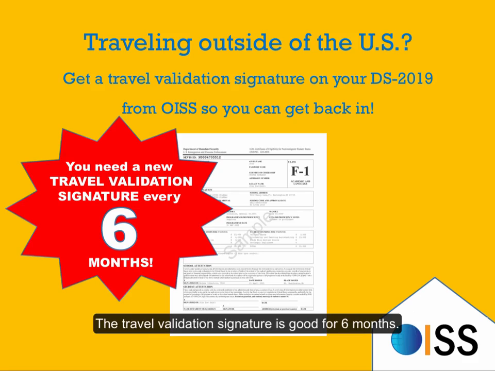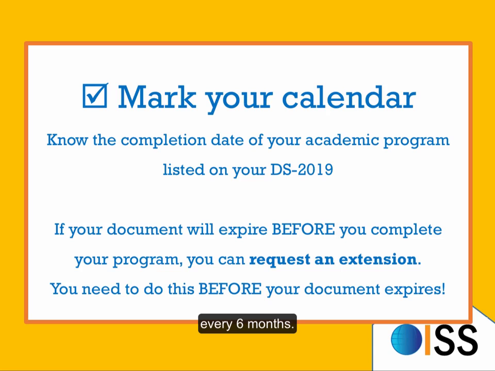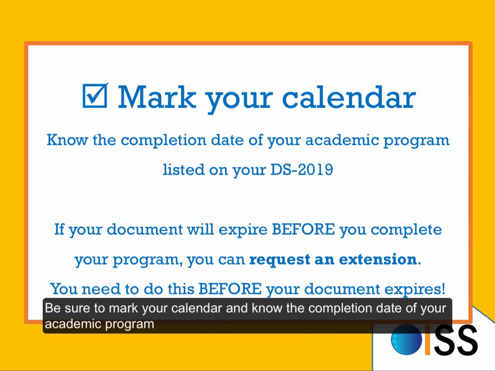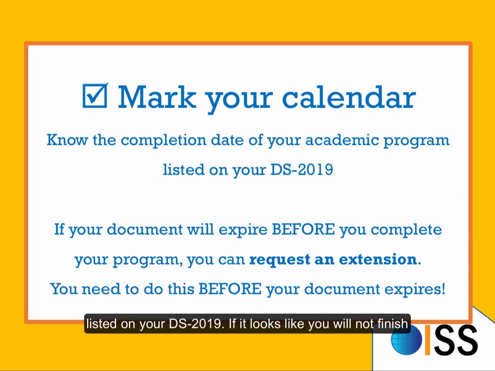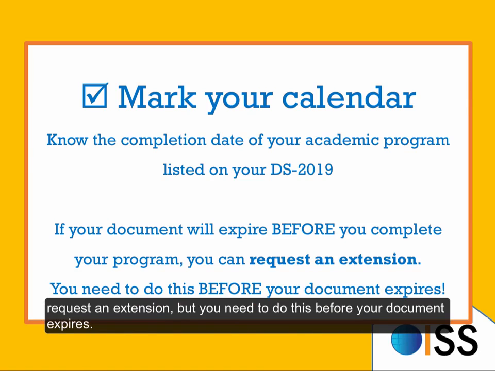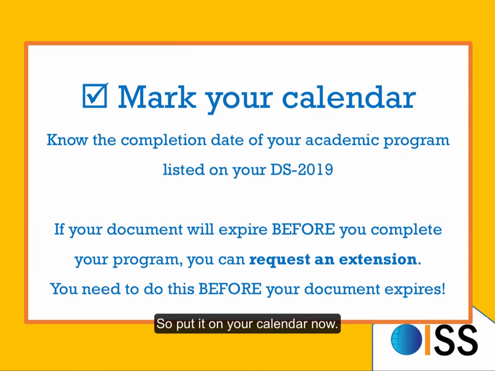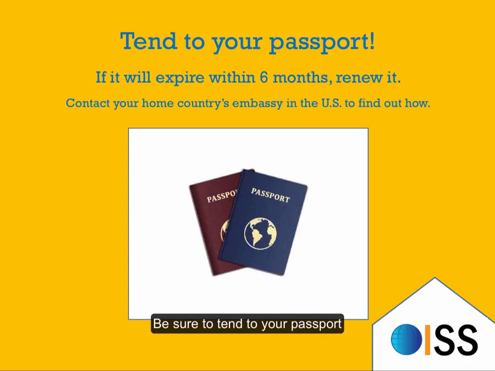The travel validation signature is good for 6 months, but you will need to get a new travel validation signature every 6 months. Be sure to mark your calendar and know the completion date of the academic program that is listed on your DS 2019. If it looks like you will not finish your program by the date listed on your document, you can request an extension, but you need to do this before your document expires. So put it on your calendar now, so if it looks like you may not finish, you can let us know and we can help you.